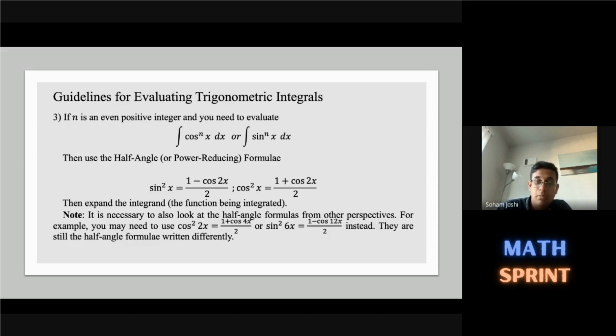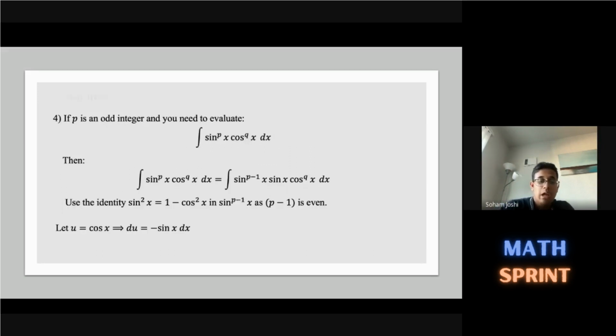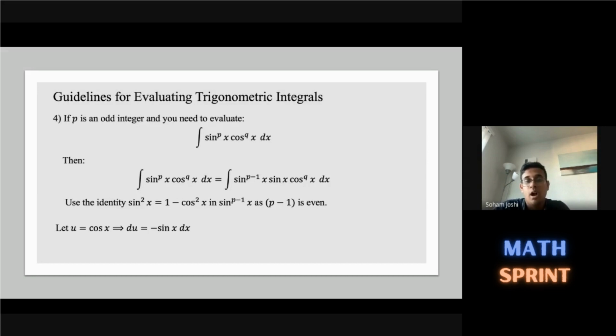The way to solve these problems is to look at the half angle formulas in a different way. cos²2x can become (1 + cos 4x)/2, or even sin²6x can become (1 − cos 12x)/2. You should be able to broaden your perspective to think like this, and then you can tackle such problems.